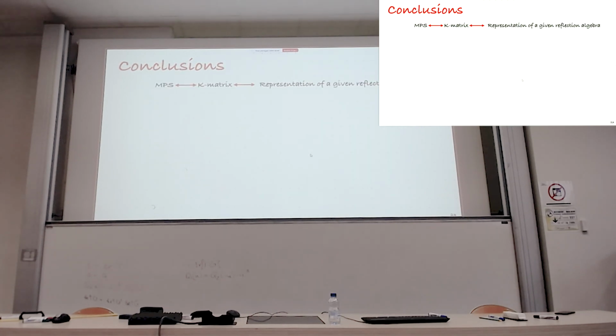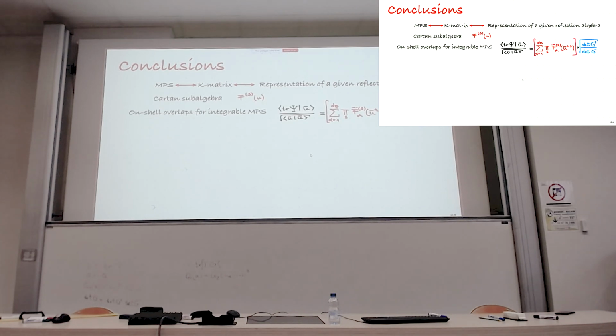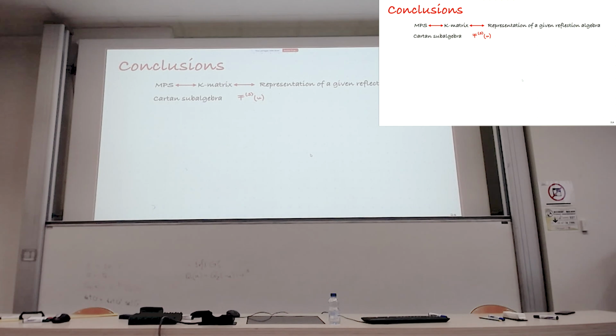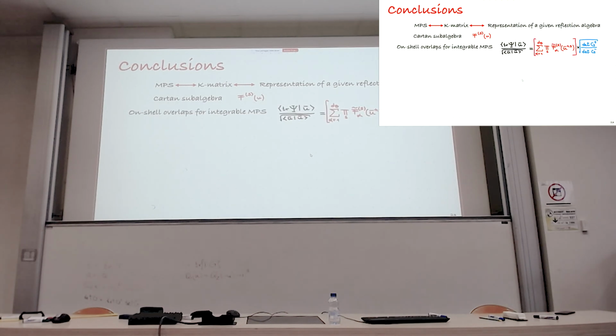So I have two conclusions. One is that the matrix product states are equivalent to K matrices, and the K matrices are representations of the reflection algebras. And we define a Cartan subalgebra for these reflection algebras. And the on-shell overlap has this form, where this F is just the eigenvalues of the operators F.